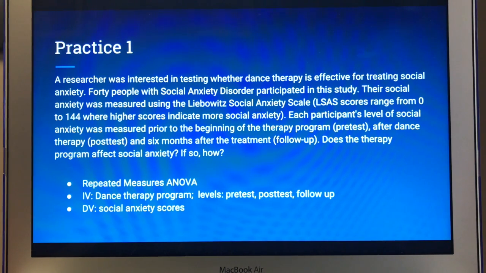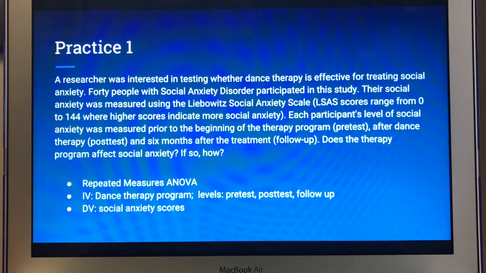And the answer is it's a repeated measures ANOVA, and the independent variable is dance therapy program. The levels are pre-test, post-test, and follow-up. And the dependent variable is social anxiety scores.